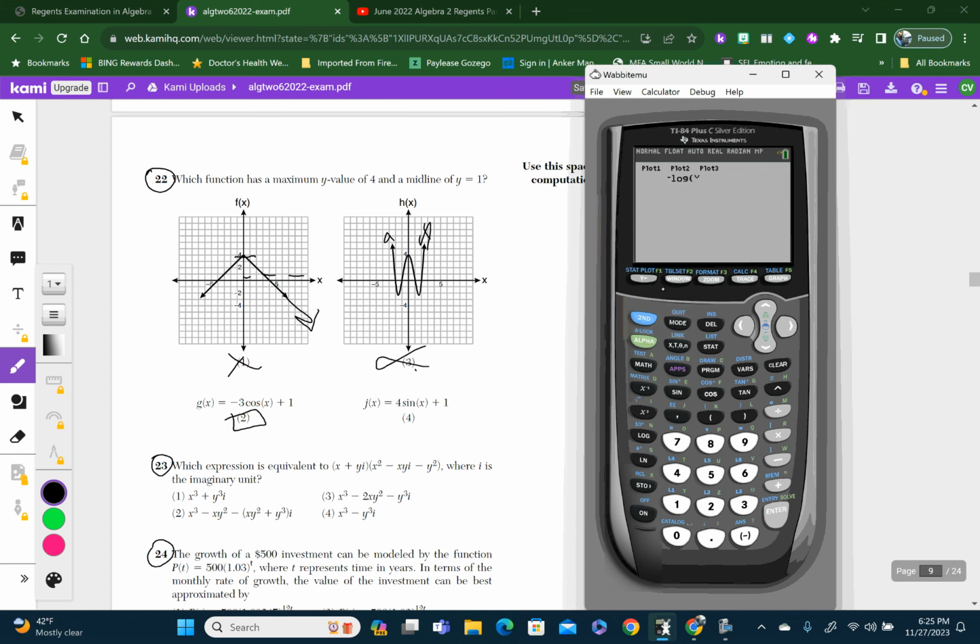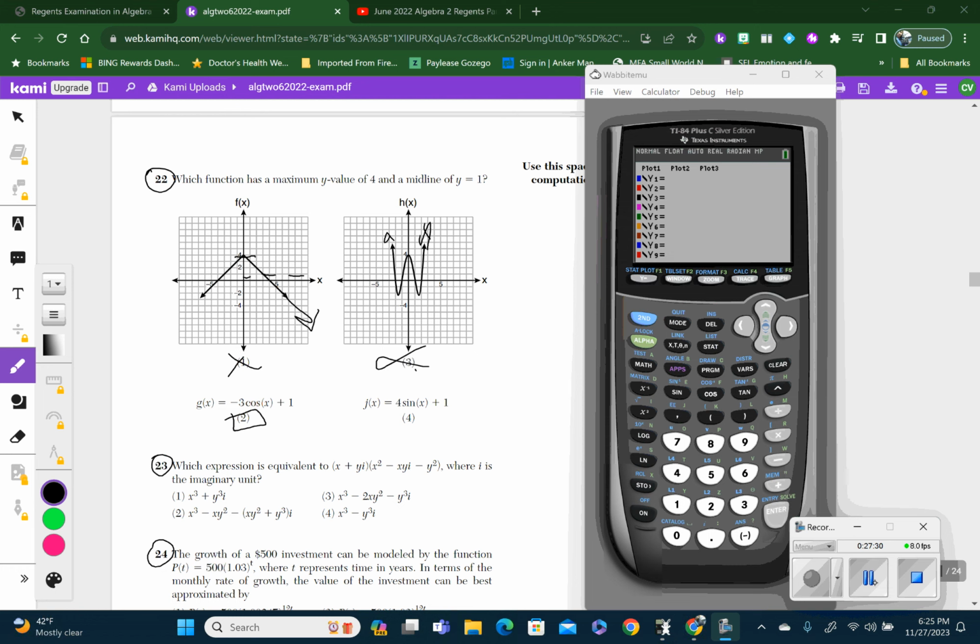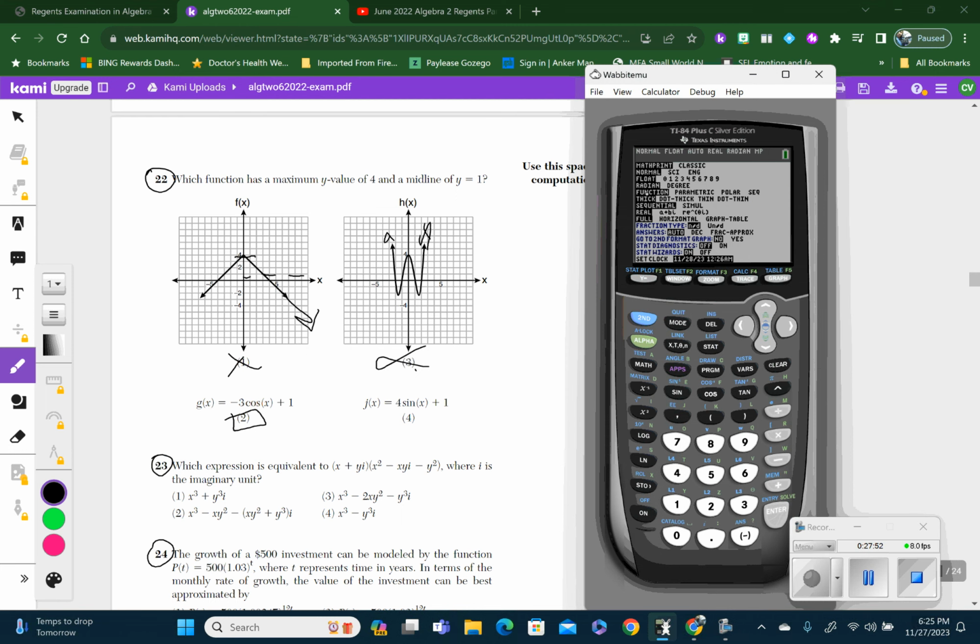So let me go to y equals here, clear what's there. And so I just plugged in the -3 cosine x, close parentheses, plus 1. And this does look like it has a maximum of 4. And my midline is 1. Is that true? So this is -1. Yeah, my midline is 1. So that is correct. And just so you know, the mode on my calculator is in radians because none of this says degrees, so I'm just going to leave it in radians.